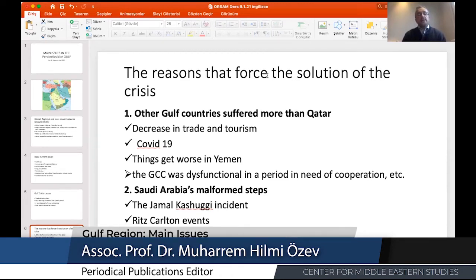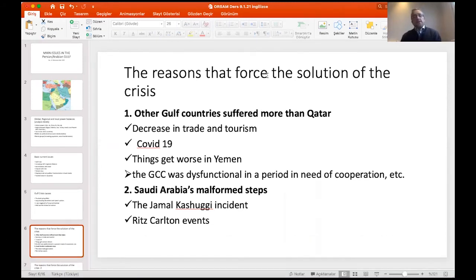First, the other Gulf countries suffered more than Qatar. Qatar has suffered a lot because of the blockade, it was very harmful for its airline and for its tourism activities and its important imports and exports, but the other countries have suffered more than Qatar. For example, Saudi Arabia, the United Arab Emirates, Egypt lost more than Qatar, and they saw a decrease in trade and tourism in the region.